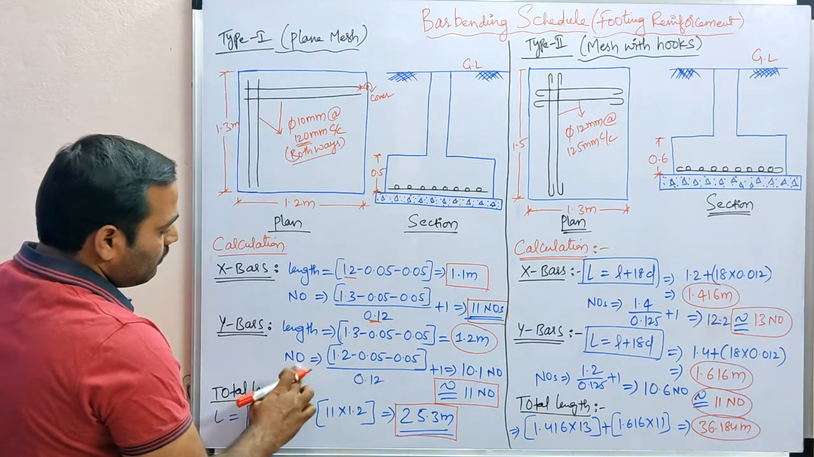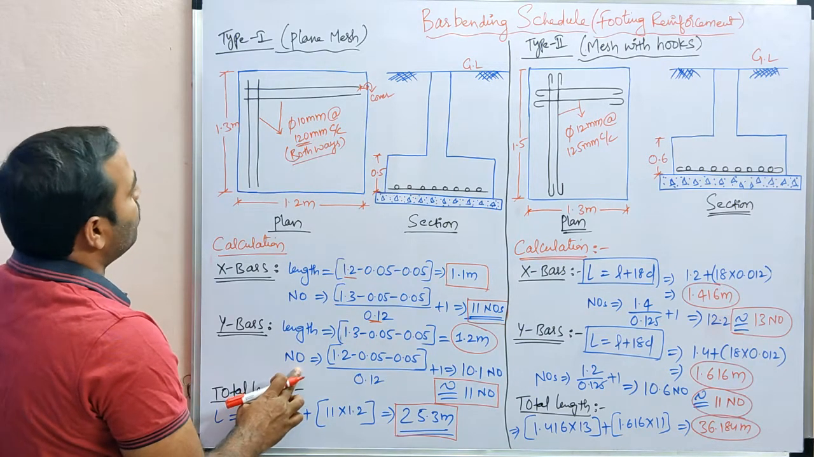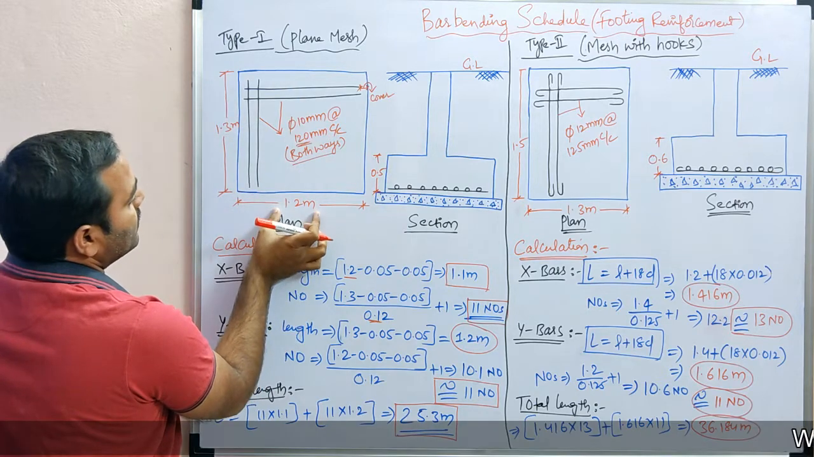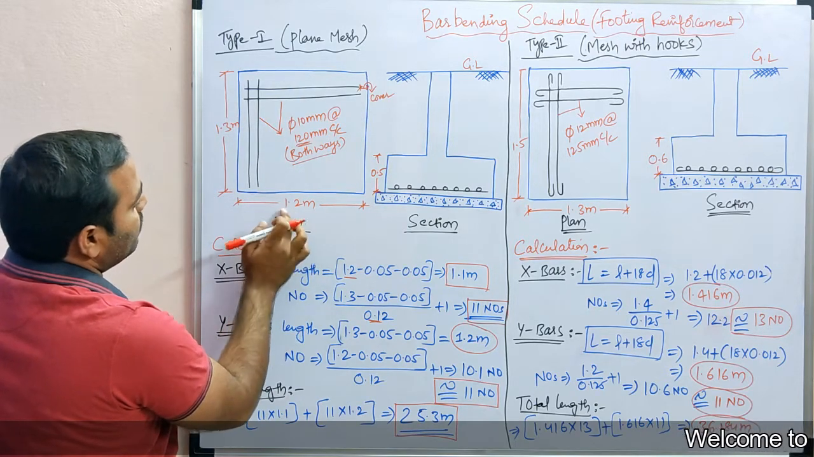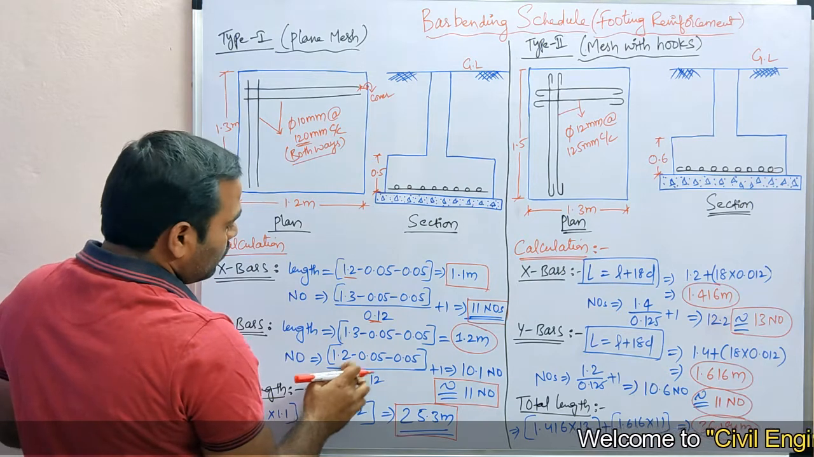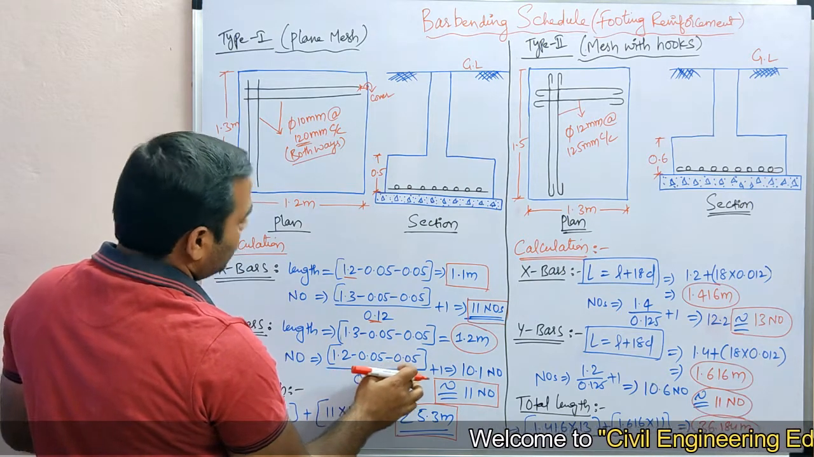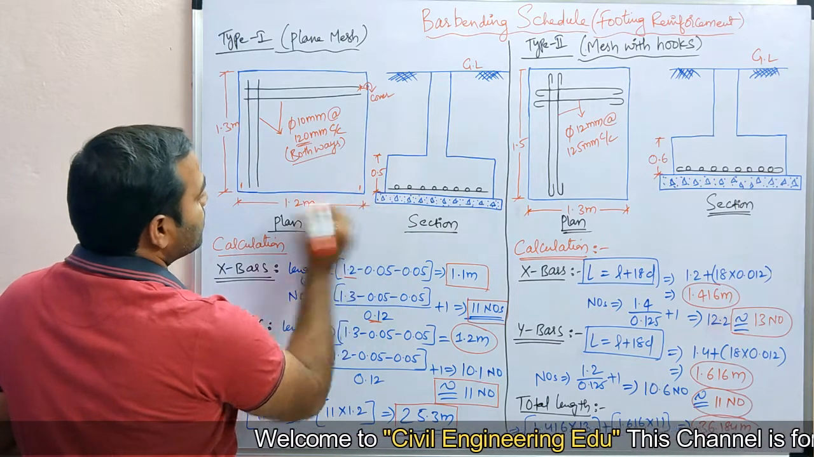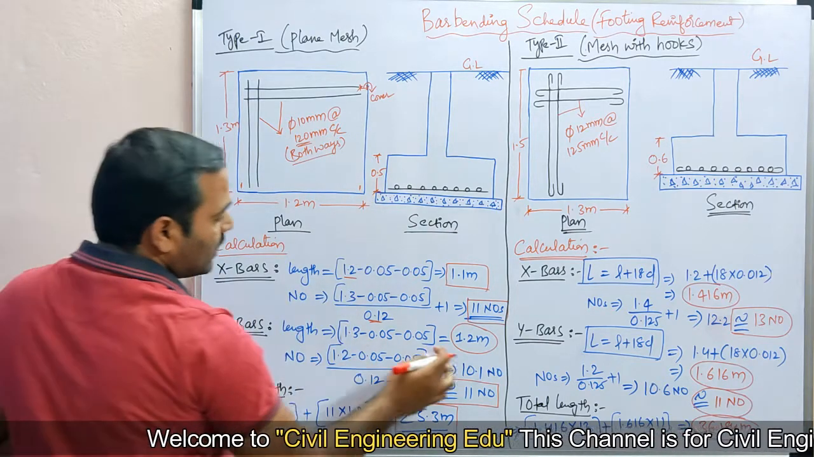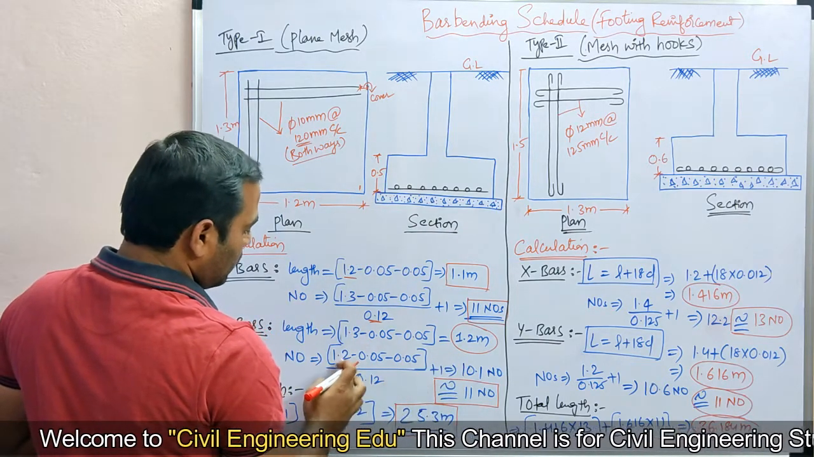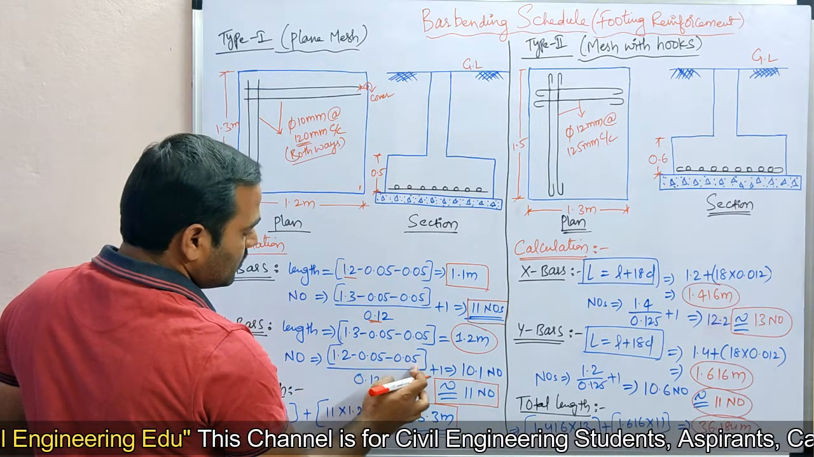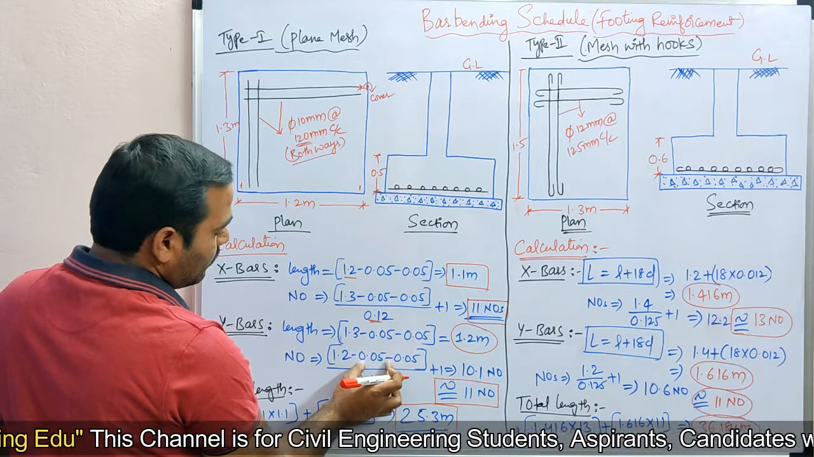Now coming to number of bars. How to calculate the number of bars? To get these vertical bars, we need to take the opposite direction length, that is 1.2. 1.2 minus 0.05 minus 0.05, that means I will get from here to here, excluding covers, 1.1. So 1.2 minus 0.05 minus 0.05 is 1.1.